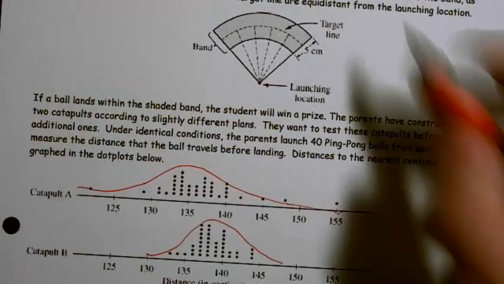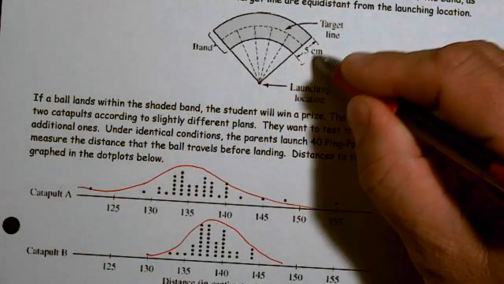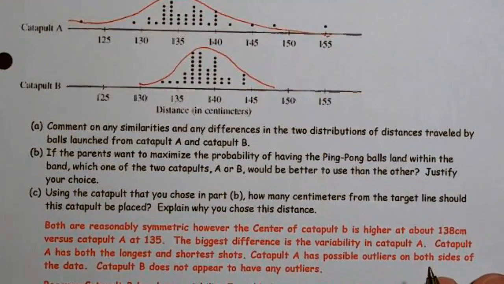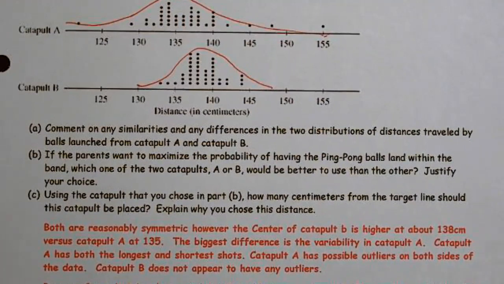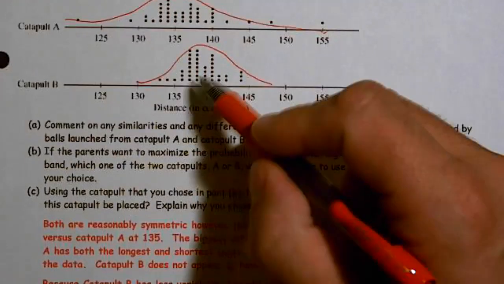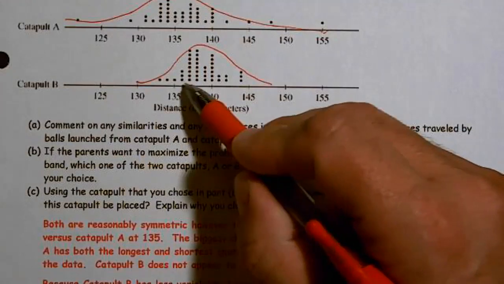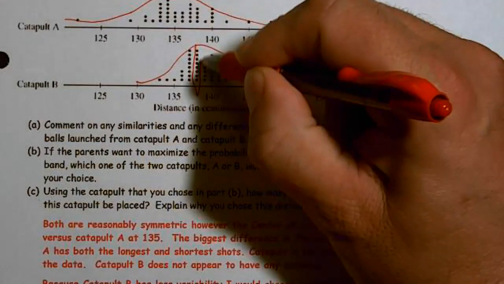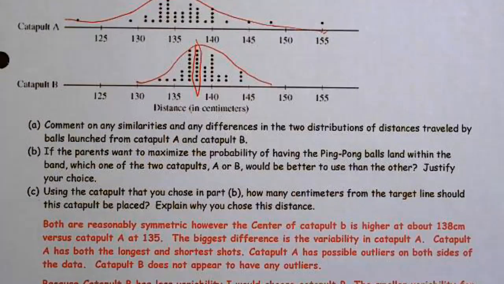Because even with A, it's all over the place, but B is pretty close. And we have a 5-centimeter band, as long as we hit within 5 centimeters. So part C, using the catapult that you chose in part B, how many centimeters from this target line should this catapult be placed? Well, probably ought to choose the median, which we said was at 138, because this is 136, 137, 138. Because we know 50% of the time it's above that, 50% of the time it's below that. That's probably a pretty good estimate.